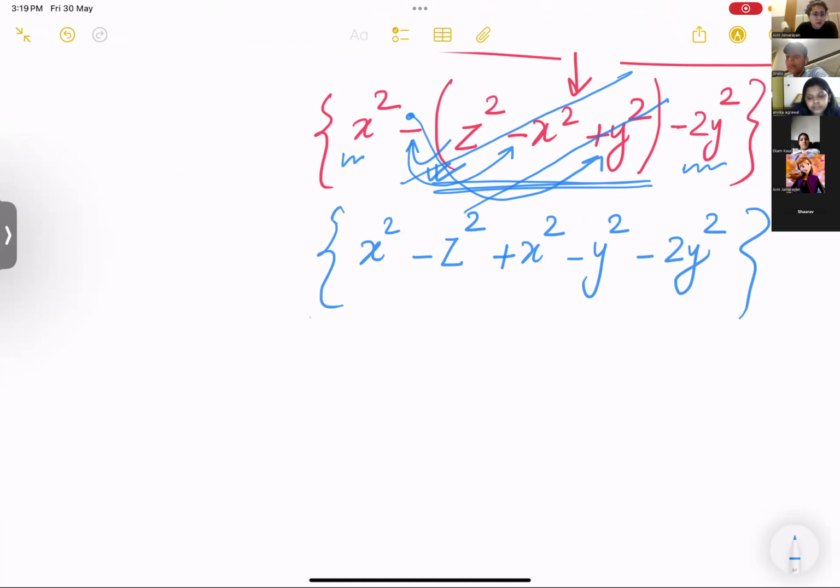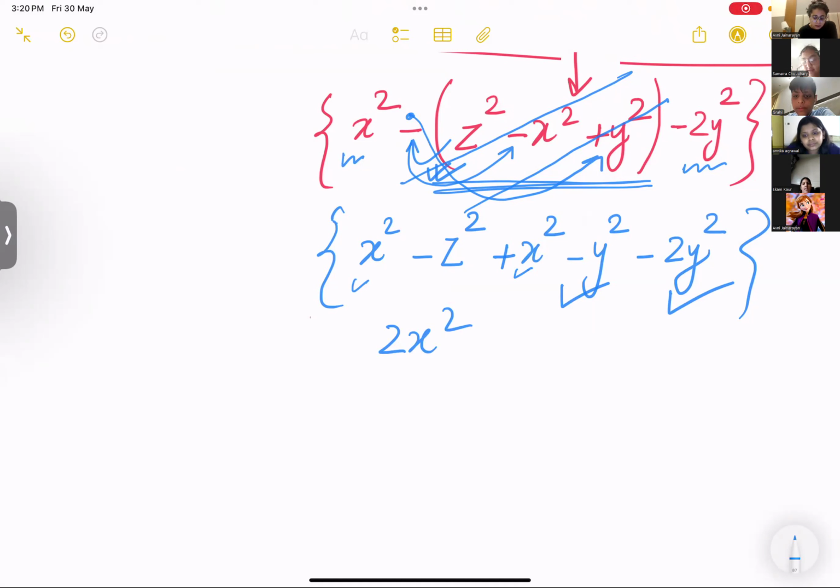Do you see any like term variables? Can you solve it? We have x squares. Everybody eyes on the screen because you cannot write. You have to just watch. So this x square becomes 2x square. Next, I have one y square and this y square. It will become 3y square, but the symbol, minus. Negative y square. And now I am left with what?